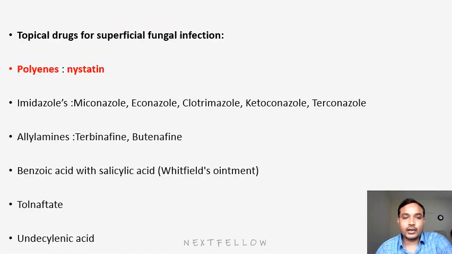Next is topical drugs for superficial fungal infections. You have to remember the names. If they ask, you can remember the names. In this, the main thing is nystatin. Nystatin is a polyene group. Next, in the imidazole group, we have miconazole, econazole, clotrimazole, ketoconazole, terconazole. Next, allylamines, terbinafine and butenafine will be used as topical agents.